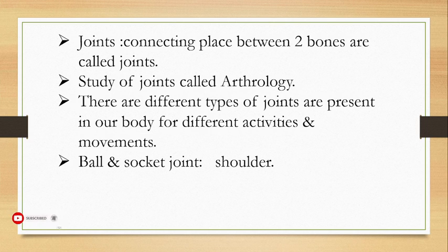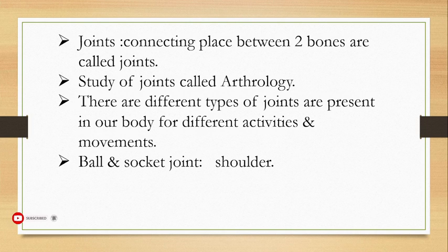There are different types of joints present in our body for different activities and movements. We know that different joints are present in our body, like hand joints and leg joints. For reading purposes we use hands, for walking and running we use legs, and for doing any work we use hands.